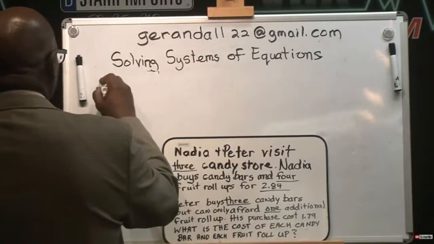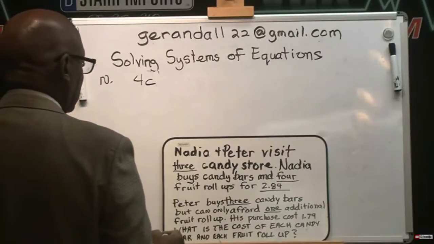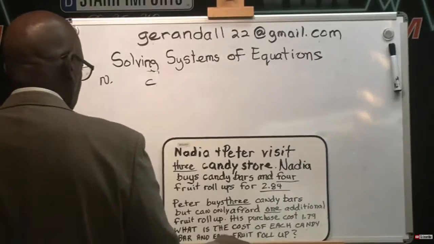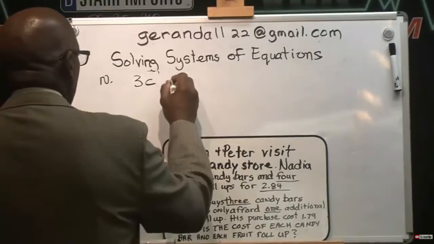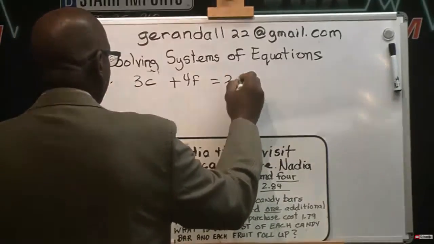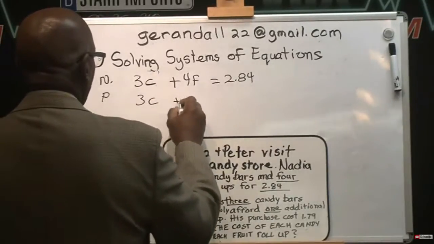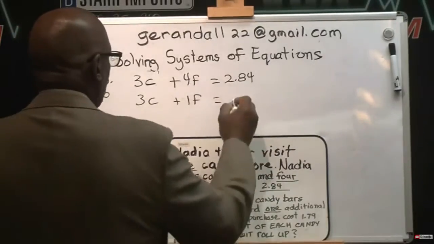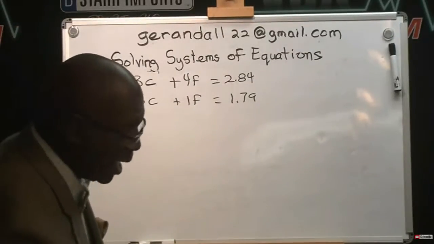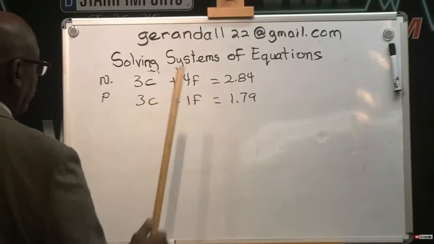Well, again, Nadia will purchase 3 candy bars, and we use the letter C as the variable, and 4 fruit roll-ups, and we'll use F. And that cost $2.84. Peter also bought 3 candy bars. However, he could only afford 1 fruit roll-up, and his total was $1.79. Okay. And again, we have a system of equations, and they asked us to find the value for the candy and the fruit roll-up.